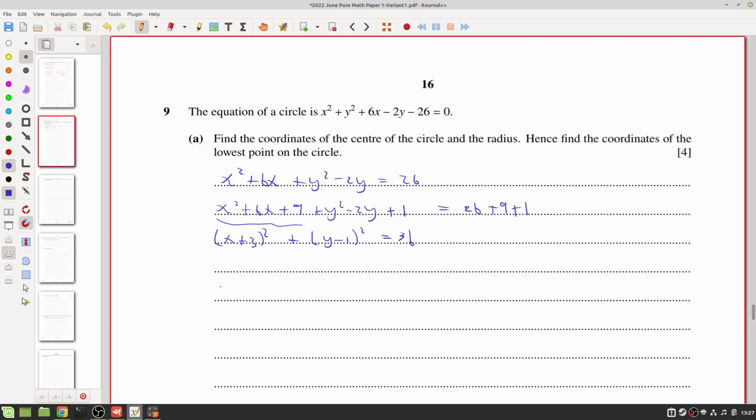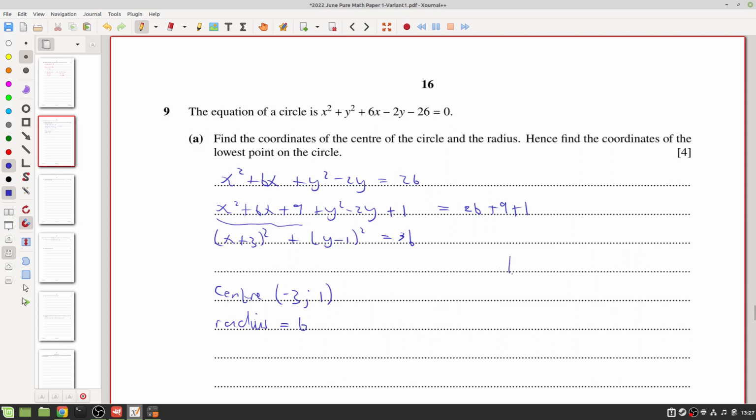So the center of the circle is just the negative value of this, so it's going to be negative 3 and the negative value of negative 1, which is positive 1. So that's our center. And our radius equals the square root of 36, which is 6.